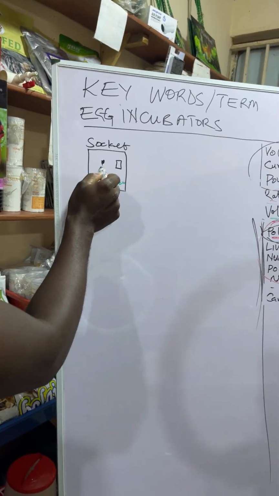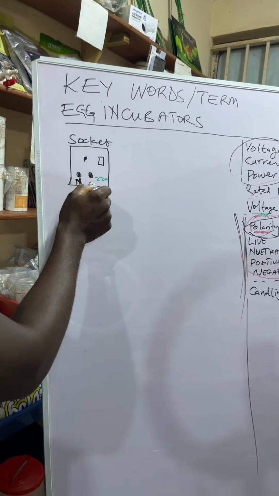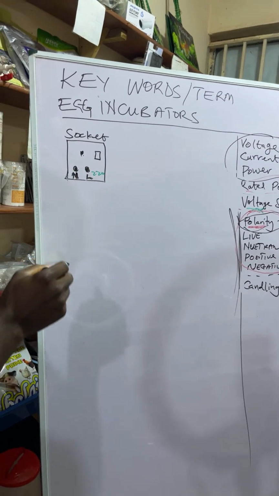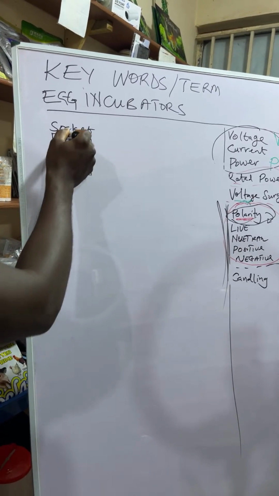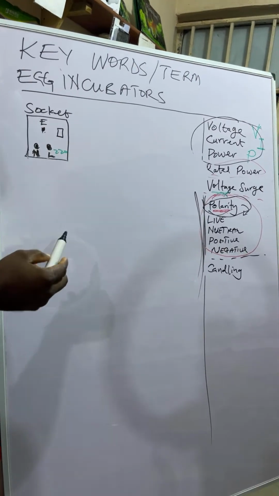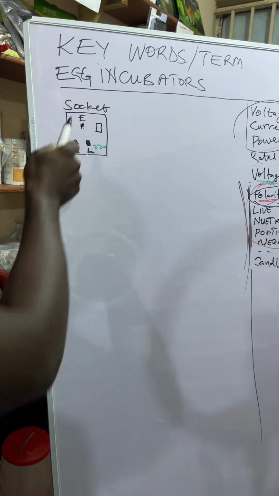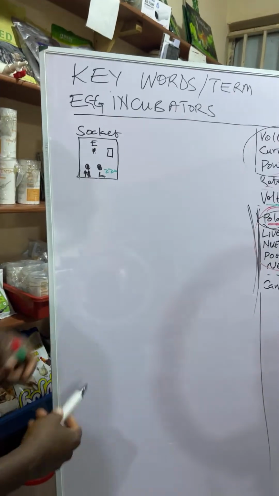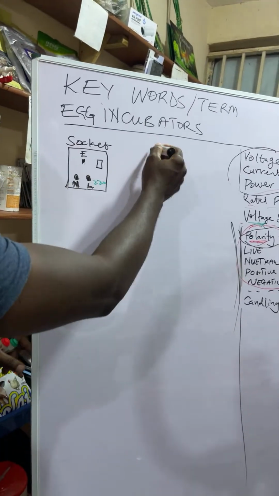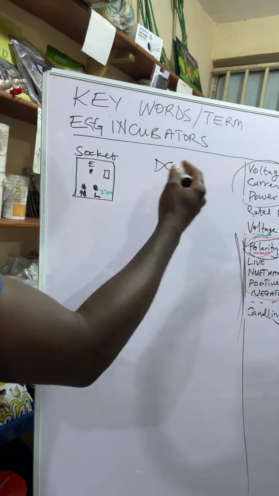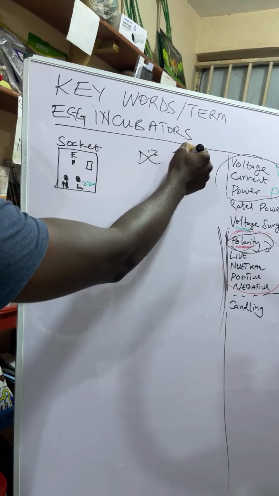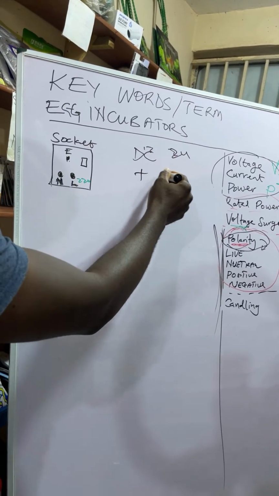My viewers, the top one is usually what? This is live, neutral. The top one is what? Earth. Someone answered, yes, Earth. So when you talk about polarity, that's what you are looking at, the live and neutral. And if you are looking at DC systems, the battery, 12 volts, 24 volts, those ones, you are looking at positive and negative.